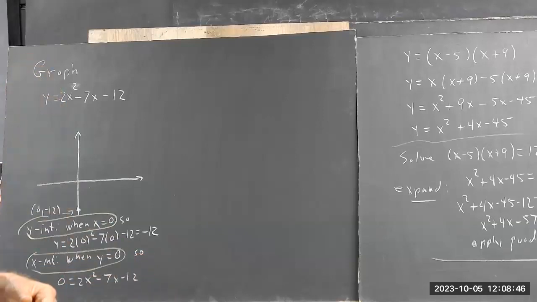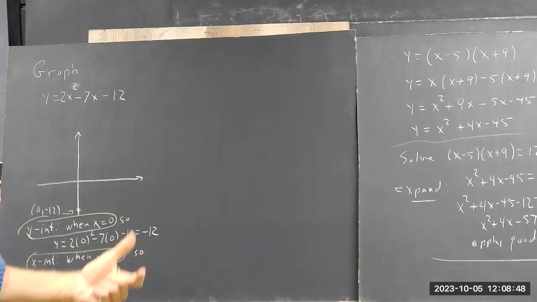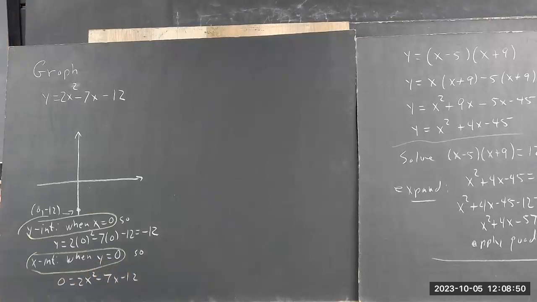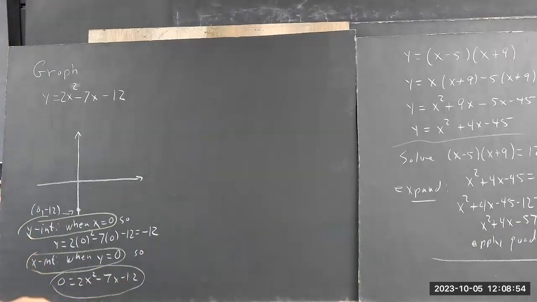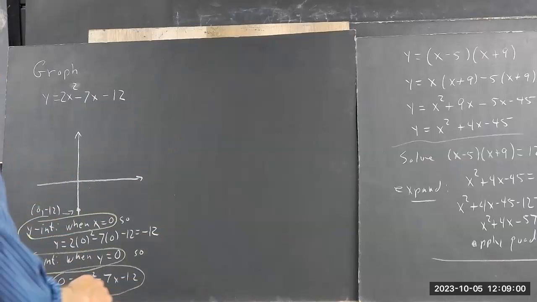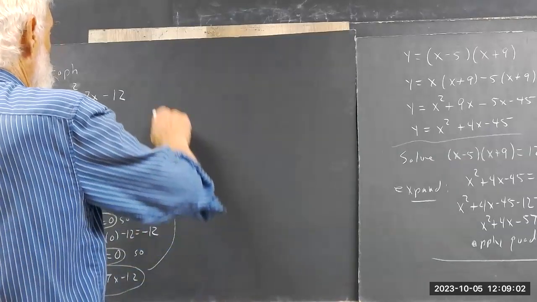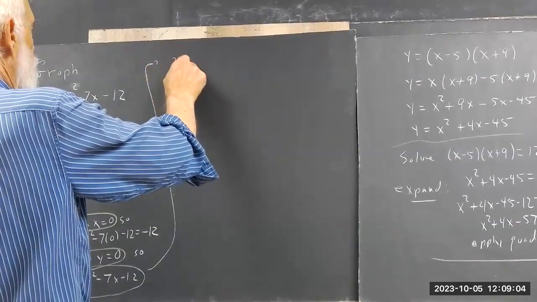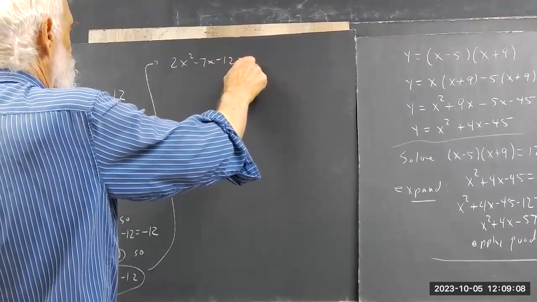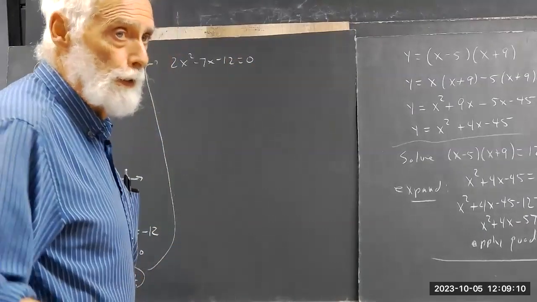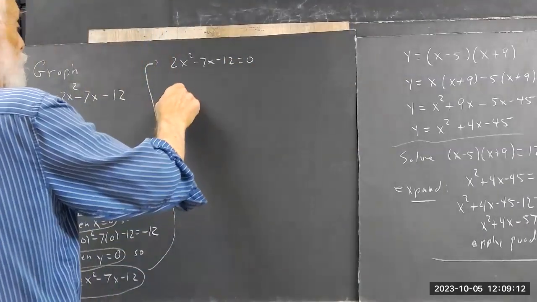Now, sometimes you can't solve the equation. Sometimes the equation has no solution. That tells you you don't have x-intercepts. I mean, the graph is either above the x-axis or below the x-axis, but it doesn't cross. Okay, well, let's go on up here. So we have the equation 2x squared minus 7x minus 12 equals 0. I'm not going to have you solve that because you know how. Just going to write down the solution.